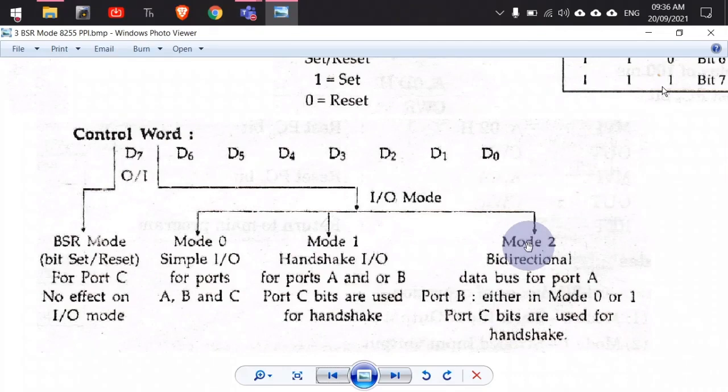So input output mode is divided into 3 parts. One is mode 0, another is mode 1, and third is mode number 2. So mode number 0 is called a simple input output. What do we mean by simple input output?